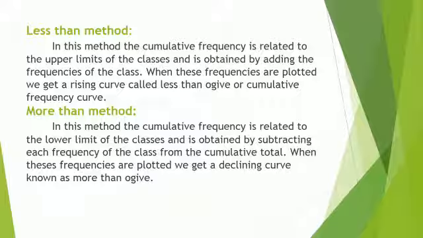And then more than ogive means you have to use the lower limit and more than CF. Using these points we have to plot the curve. We get the declining curve. It's called the more than ogive. Using the ogives, we can find the median in the graphical method.